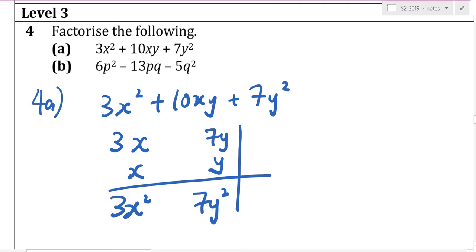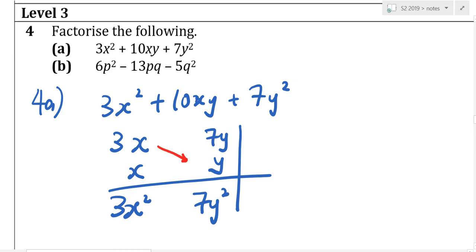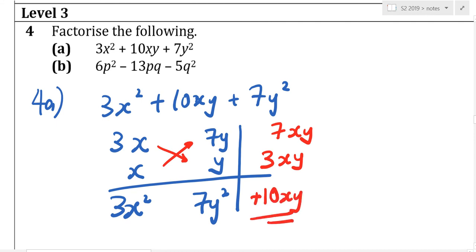Now let's try some cross multiply downwards. If I multiply downwards, what do I get? 3xy. Multiply upwards, 7xy. Now what is the thing I want to check? I want to check whether I got plus 10xy or not. Do I have plus 10? Yes. So both sides must be plus and plus. And therefore, what is the answer?